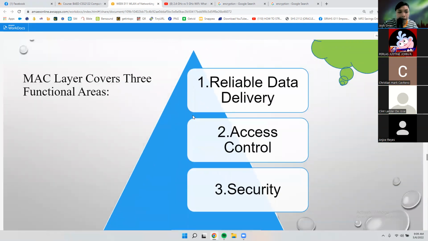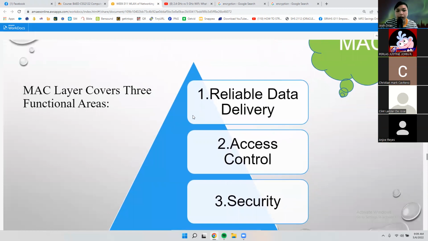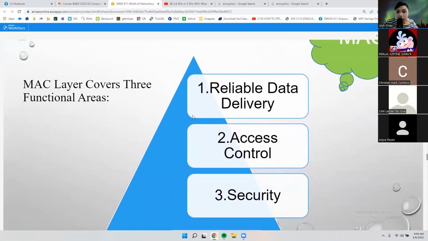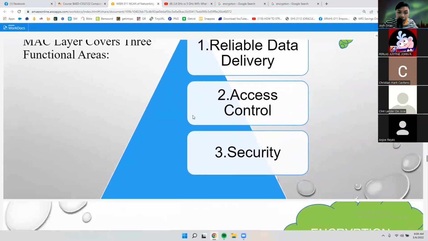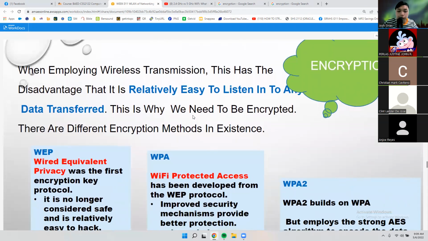Okay? So next naman natin yung medium access control. Ito yung tinatawag nating MAC. Okay? Kahapon, device sa device natin, para malaman yung MAC address ng isang device. So there are three functional areas, which are number 1, reliable data delivery, number 2, access control, and security. Number 3 is encryption. So we are familiar with the word encryption.